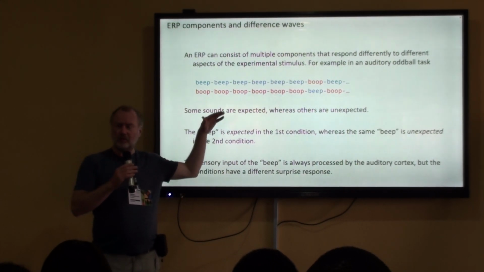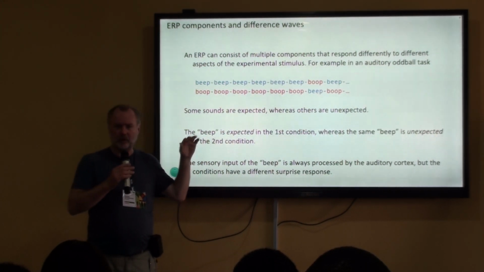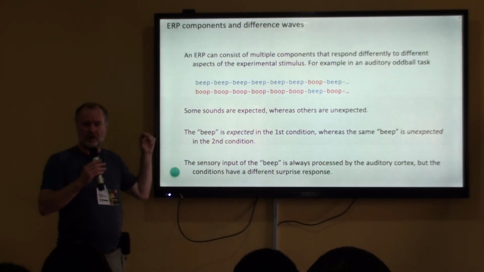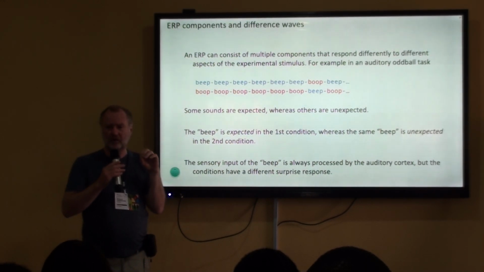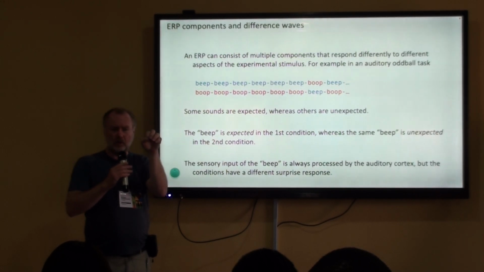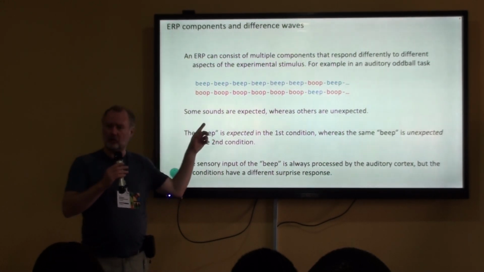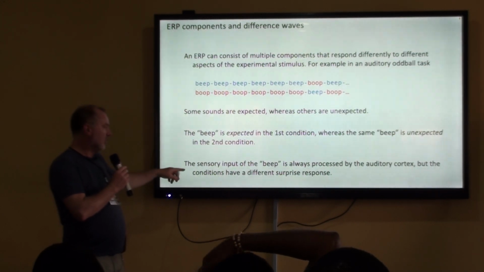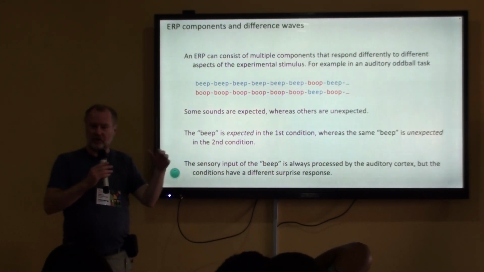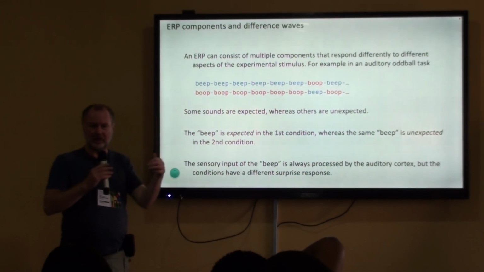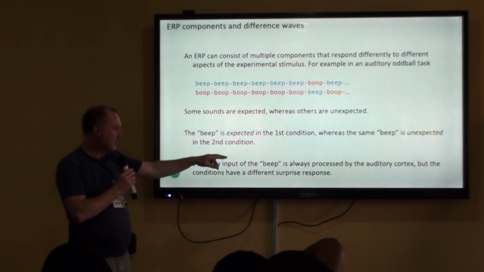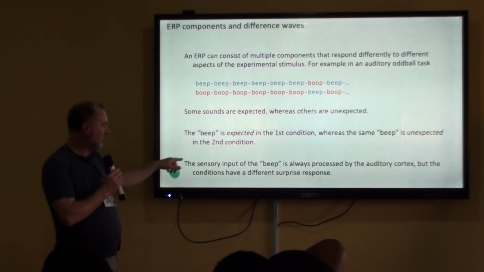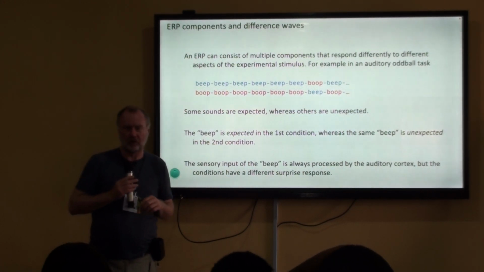So using these type of experimentally designed tasks where we have one of the factors being the stimulus, the other factor being whether it's expected or unexpected, so this is a 2x2 experimental task. It allows us to separate the sensory activity from the expectancy. So the sensory input of the beep is always processed by the auditory cortex in the same way, but the two conditions have a different surprise response.